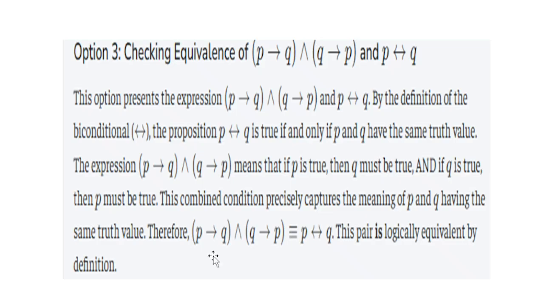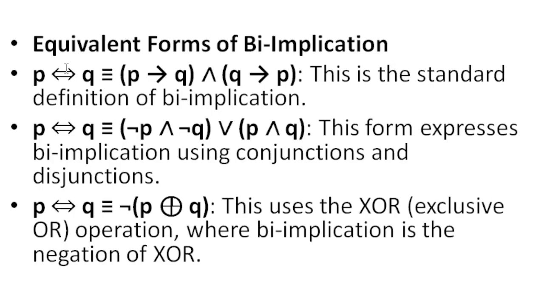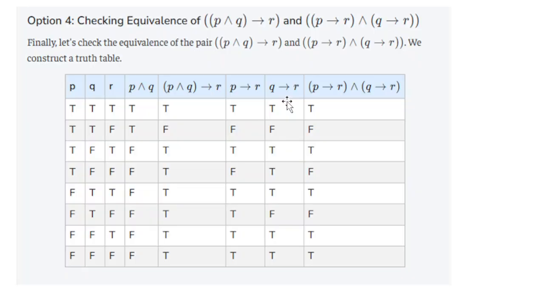Next, checking the equivalence of P implies Q and Q implies P with P biconditional Q. This is actually one of the definitions of P biconditional Q that we have learned. P biconditional Q means P implies Q and Q implies P. Okay. So the third statement is also true.